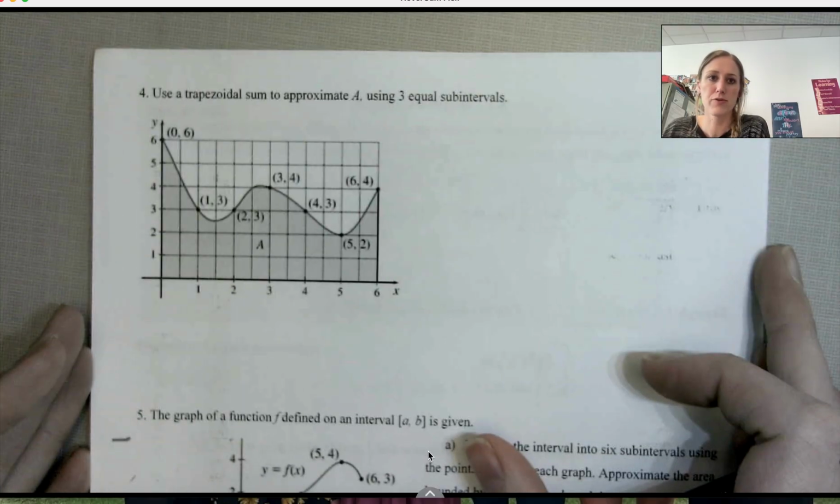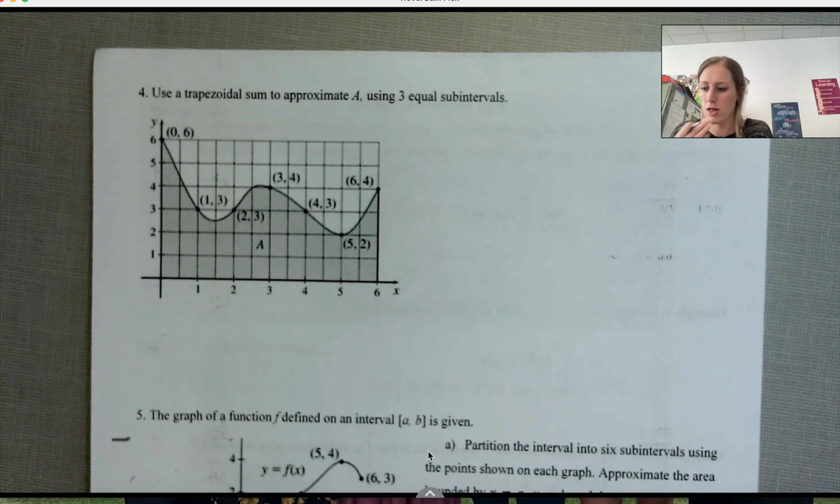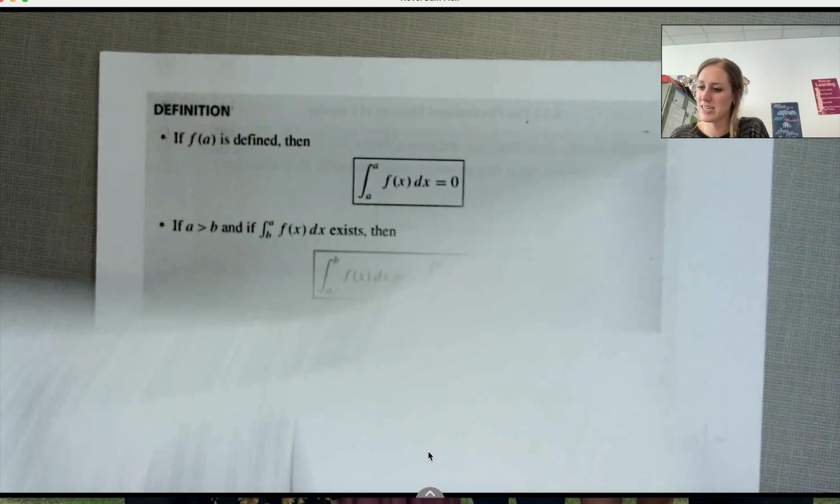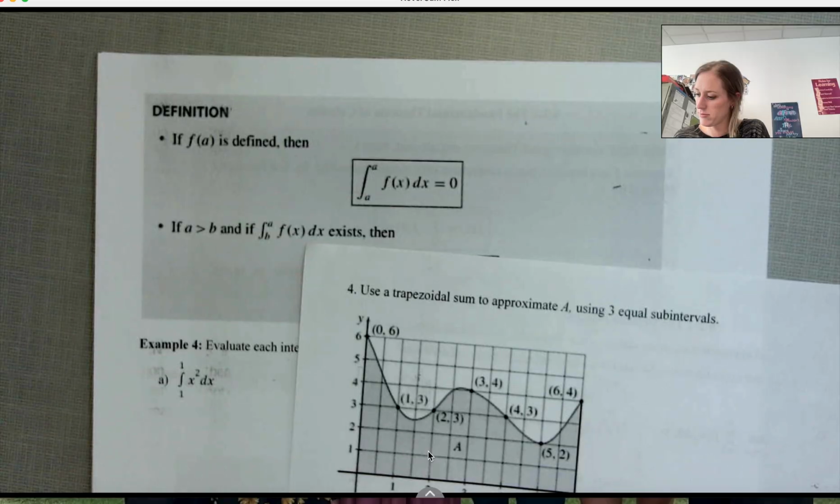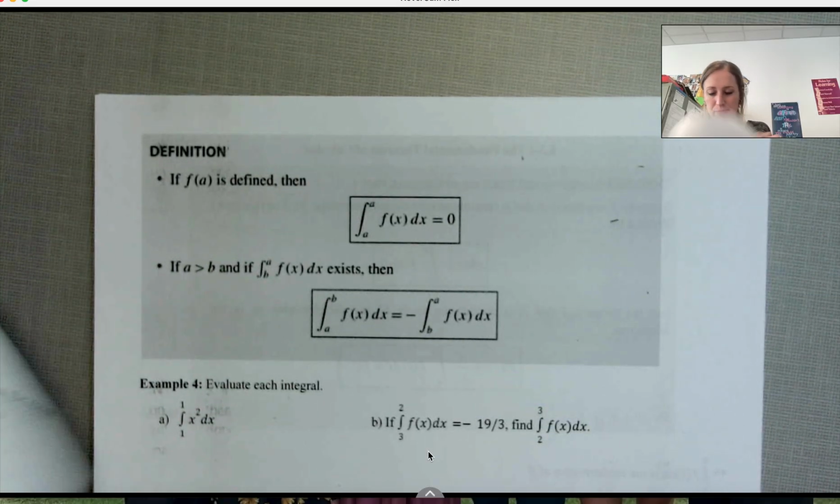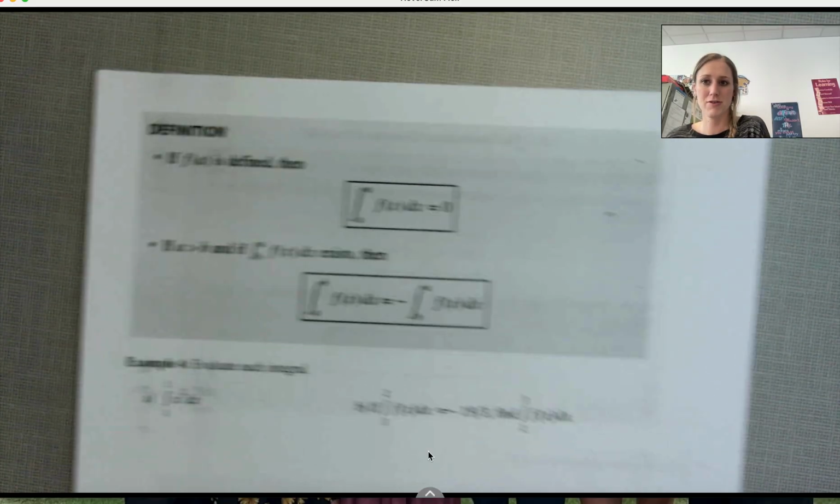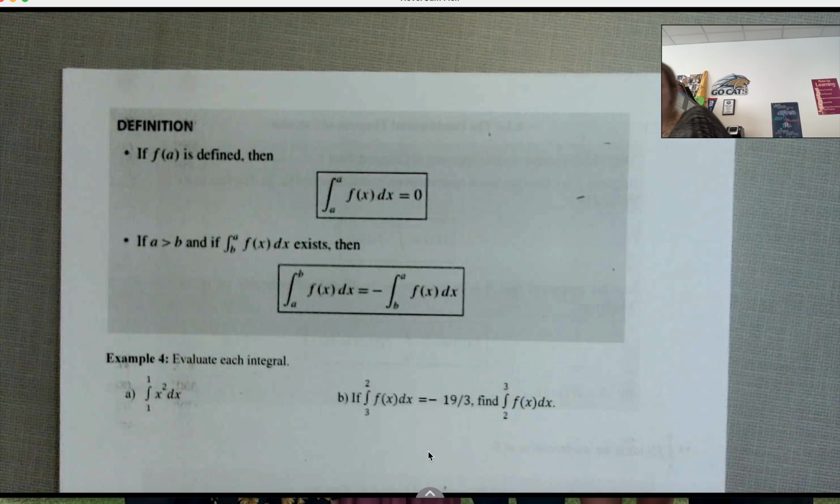Okay, next example. Use a trapezoidal sum to approximate A, being this shaded area, using 3 equal subintervals. Okay. Oh, I'm sorry, guys. That is the wrong one. I think that was from our past video. I'm sorry. Wrong page. Okay. This is the end of the 622. Here we go. All right.